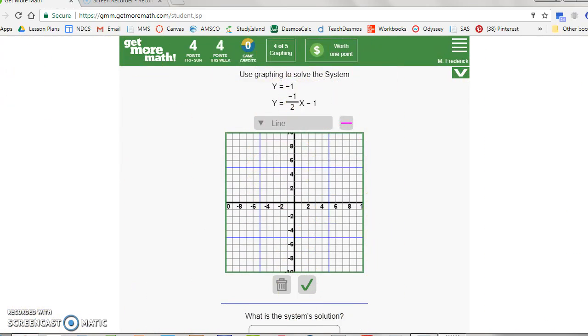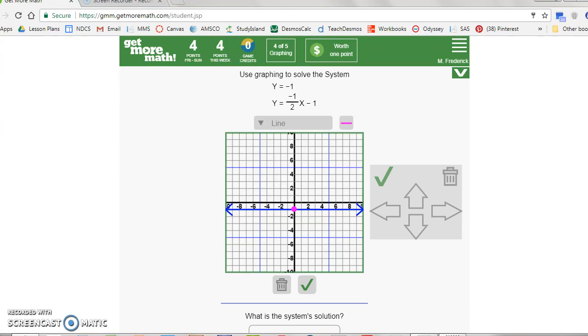And in our next example, again, our lines here can be graphed without those tables. So first we have y equals negative 1. Note that this is a horizontal line through the y value negative 1. We can then graph the second equation, which is y equals negative 1/2 x minus 1.